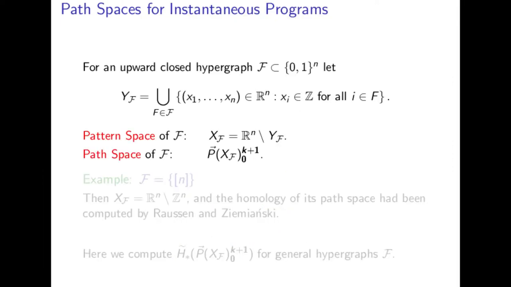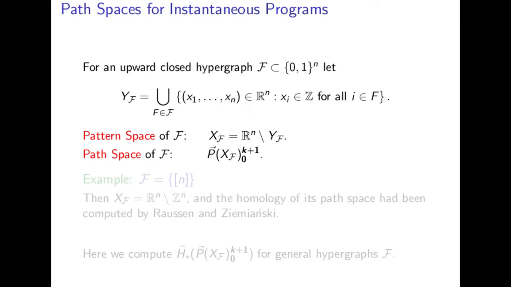Okay, we will be interested in generalizing this result to any situation, any instantaneous program. And the formalization is the following. Take any subset of {0,1}^n. In combinatorial terminology this is called a hypergraph, so you take just any collection of subsets. We will assume that it's upward closed, for reasons that you'll see in a minute.